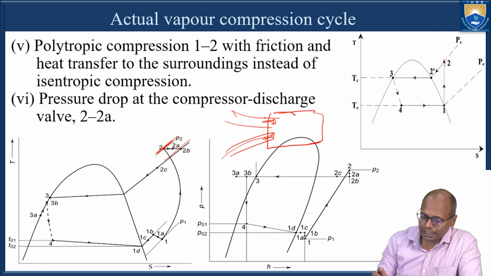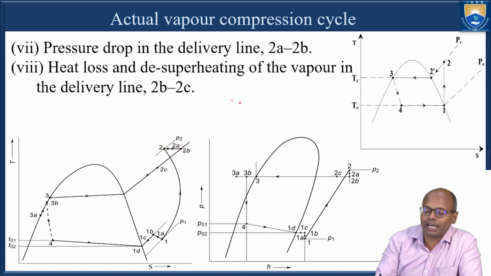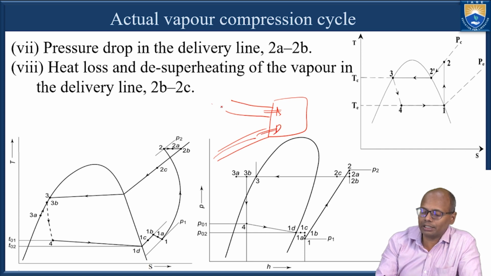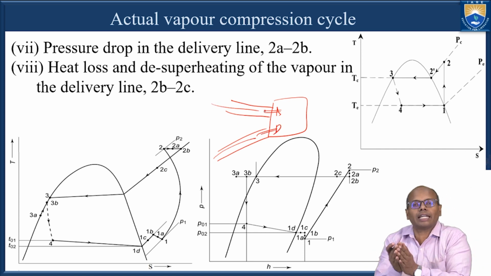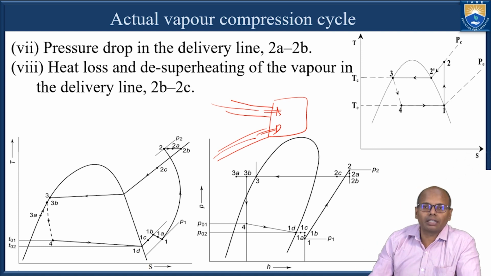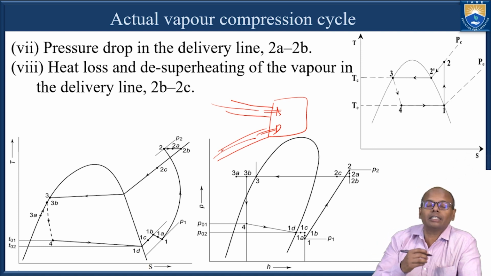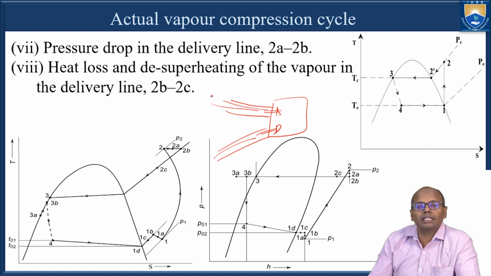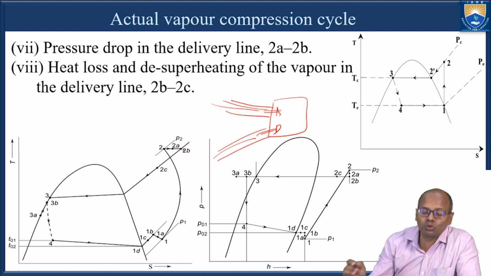Now as I discussed here, this is the discharge line or the delivery line. In the delivery line again we have a pressure drop. So this is the suction line and this is the discharge line. The discharge line is connecting the compressor and the condenser, and the suction line is connecting the evaporator and the compressor. Here again, because of the friction, there is a pressure drop in the discharge line or delivery line. That is represented by 2A to 2B.